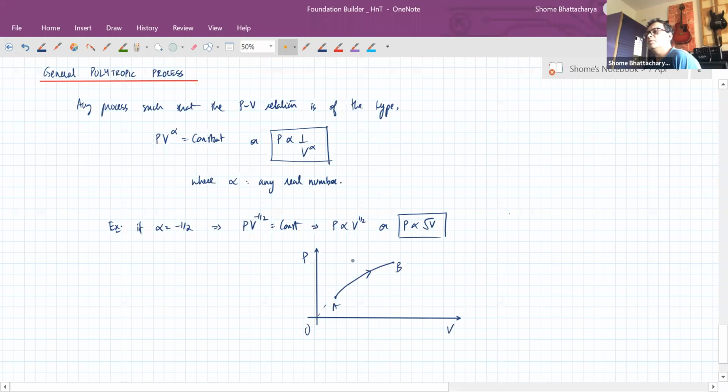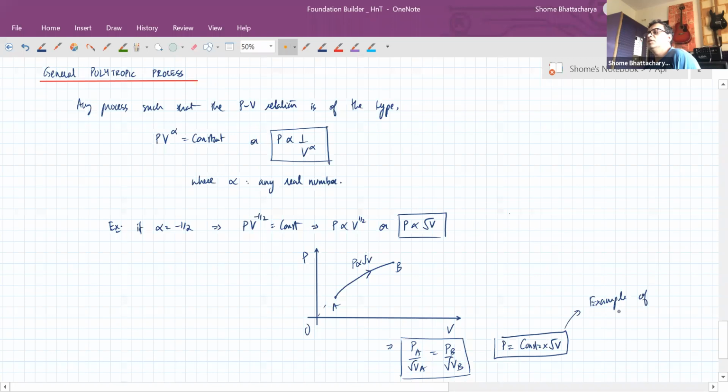So if this is the process where P is proportional to root V, that means PA upon root VA should be equal to PB upon root VB. Or P is equal to some constant multiplied by root V. This is an example of a general polytropic process.